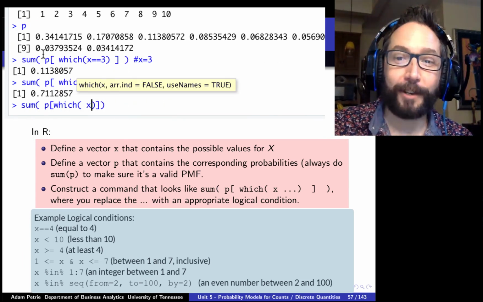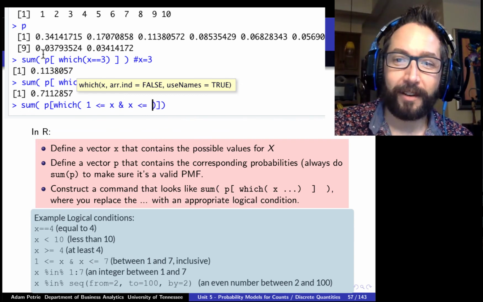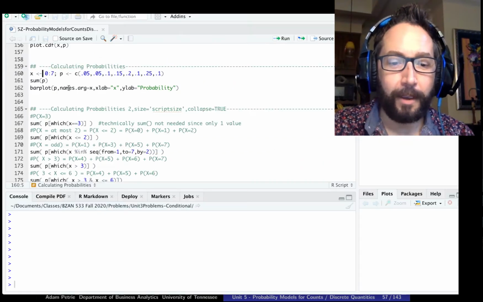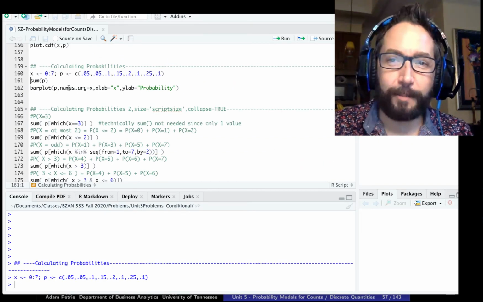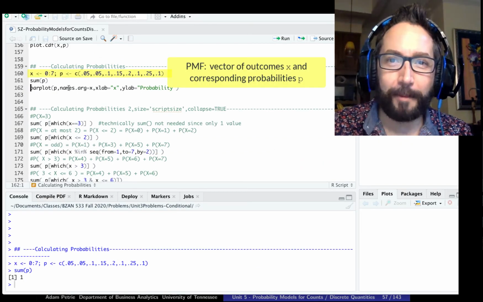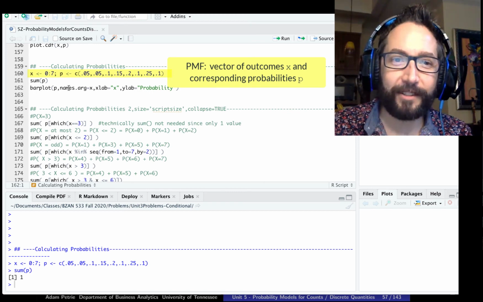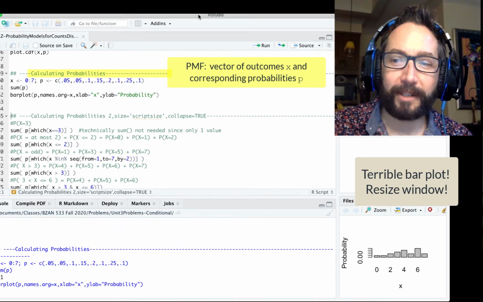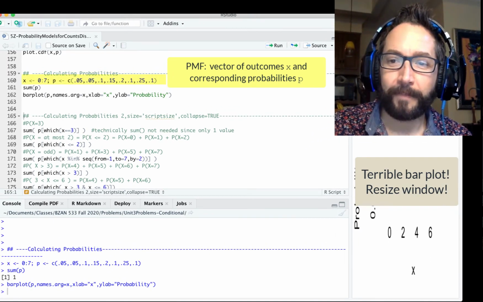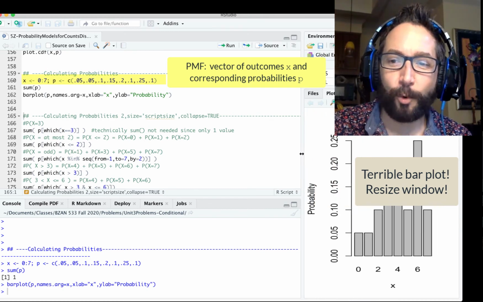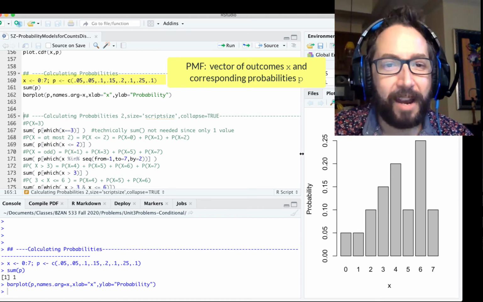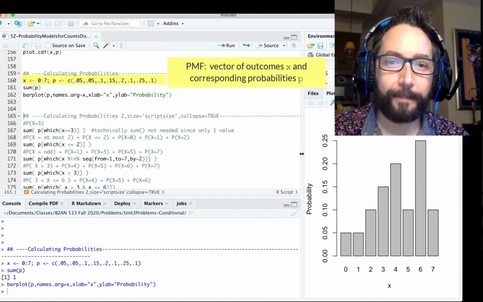This is a good time to review the which function and some of these other logical conditions that we need. So let's imagine that here is my PMF. I'm going to take the sum of my values inside the p vector to confirm that I didn't typo. They do sum to 1. I'm going to make a bar plot to visualize what this probability distribution looks like. So here I have some random quantity under consideration. The possible values are 0 up through 7, and those are the respective probabilities.